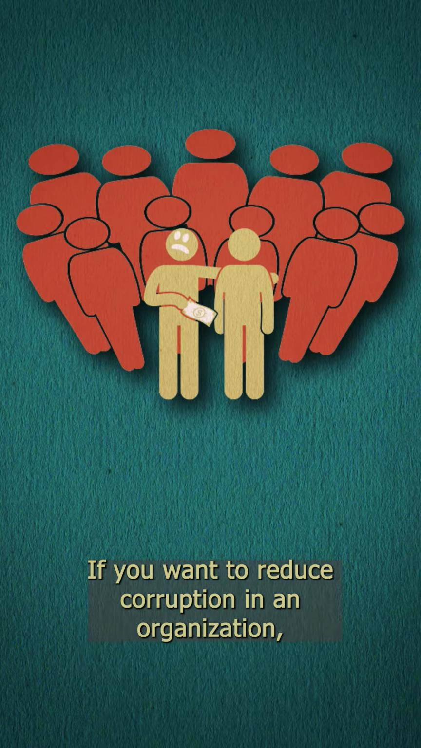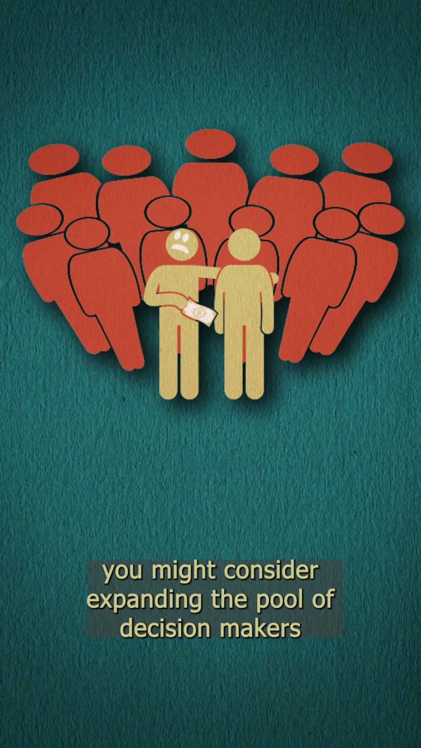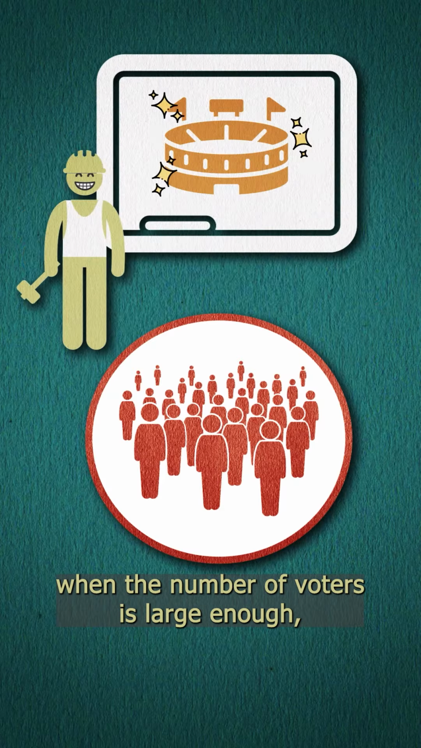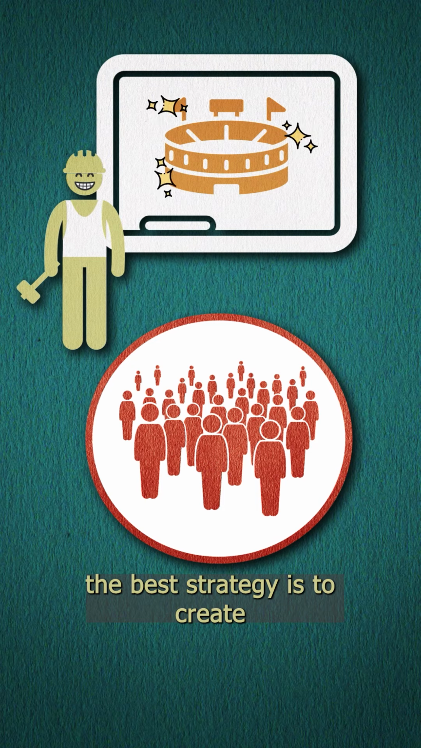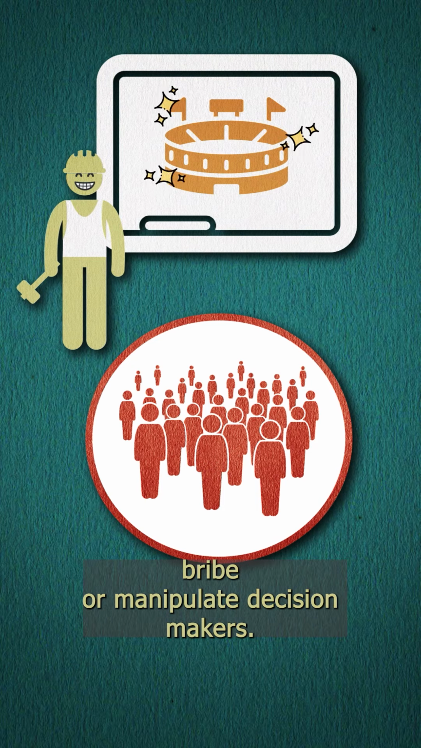If you want to reduce corruption in an organization, you might consider expanding the pool of decision makers and including representatives from different parts of the organization. When the number of voters is large enough, the best strategy is to create the most appealing offer instead of trying to influence, bribe, or manipulate decision makers.